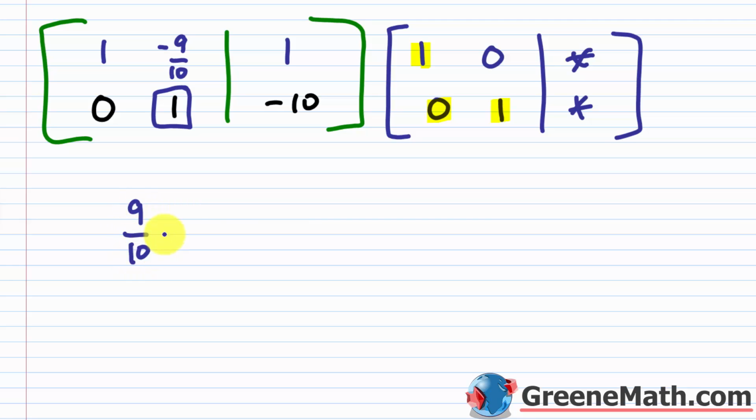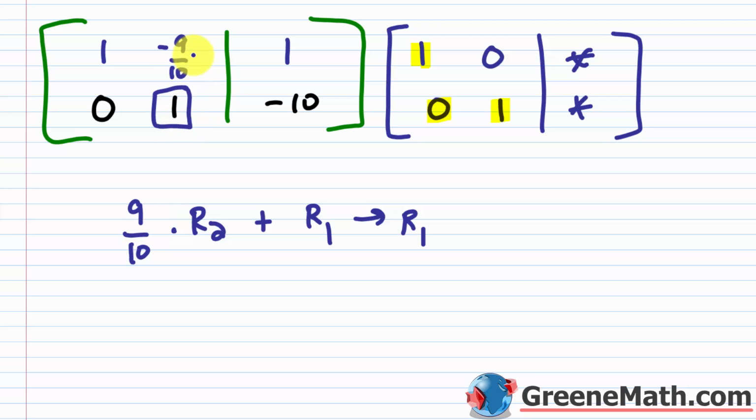So 9/10 times row 2, add the result to row 1. Again, I just use this symbol to say, hey, I'm going to replace row 1 with 9/10 times row 2 plus row 1. Okay, so let's go ahead and do that. So I know that 9/10 times 0 is 0, and 0 plus 1 is still 1. Okay, so that's no change. And then 1 times 9/10 is 9/10.